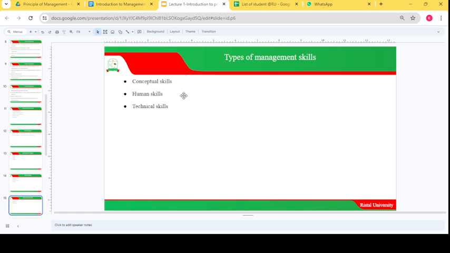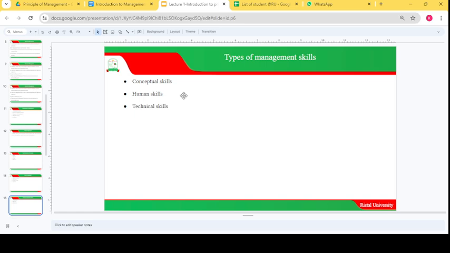And then let's look at the types of management skills. One, we have conceptual skills. Conceptual skills, which means the ability to model the organization in your head, in the present, and to plan and execute series of improvement for the future. And then we have the human skills. The human skills, it's the ability to work with others and work effectively as a group member.